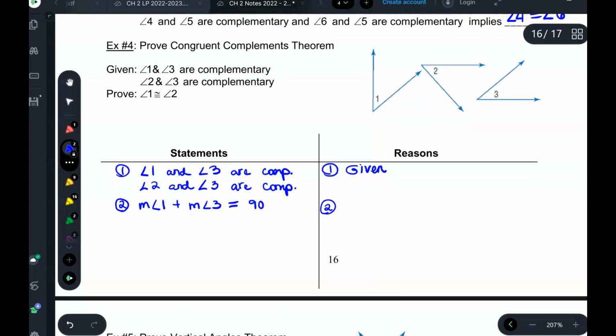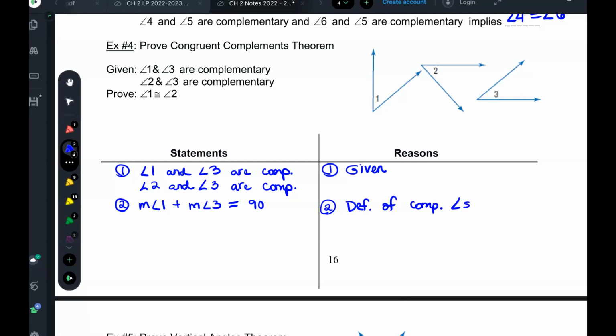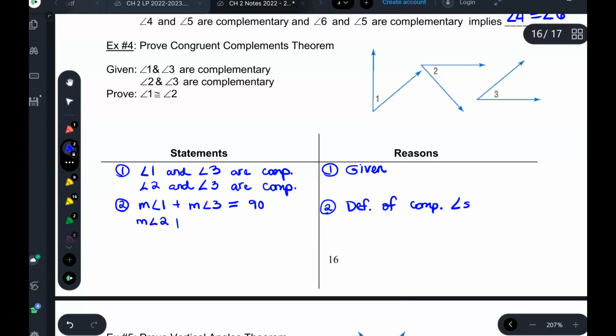Okay, so what was the reason? Definition of complementary angles, and we can definitely abbreviate. Again, for angles, I just do a little angle symbol with an S. Now, can I put something else in that same statement? What are the other two angles? What is angle 3? So substitution: measure of angle 2 plus measure of angle 3 equals 90.